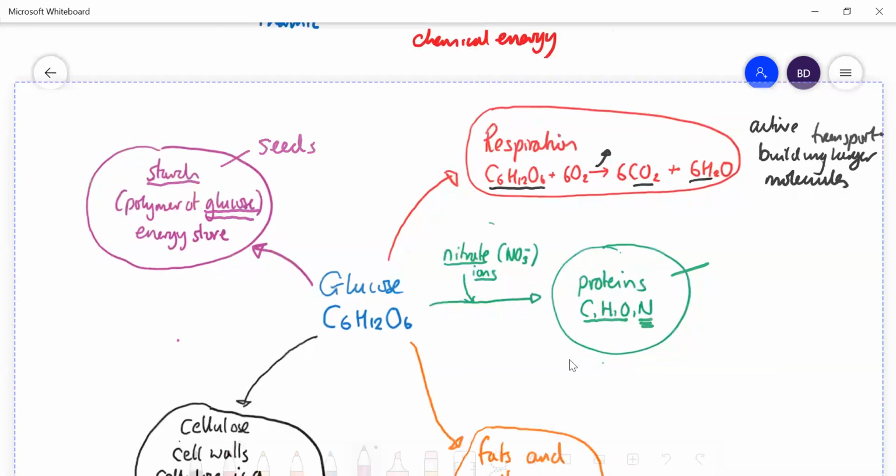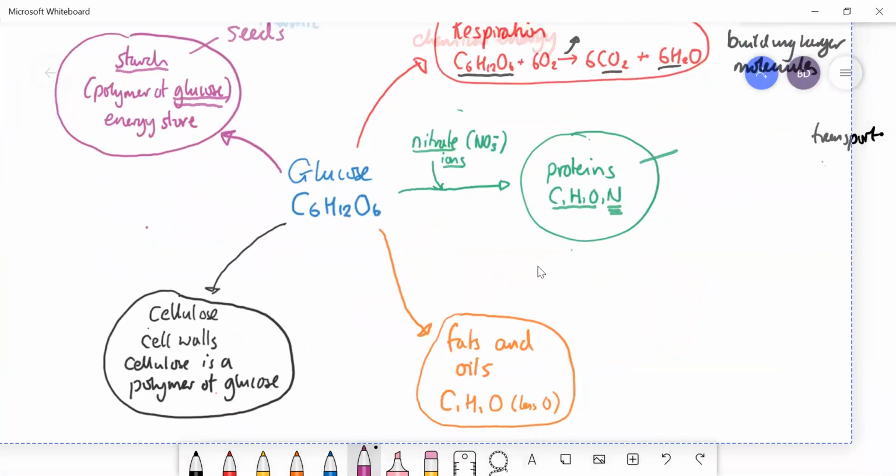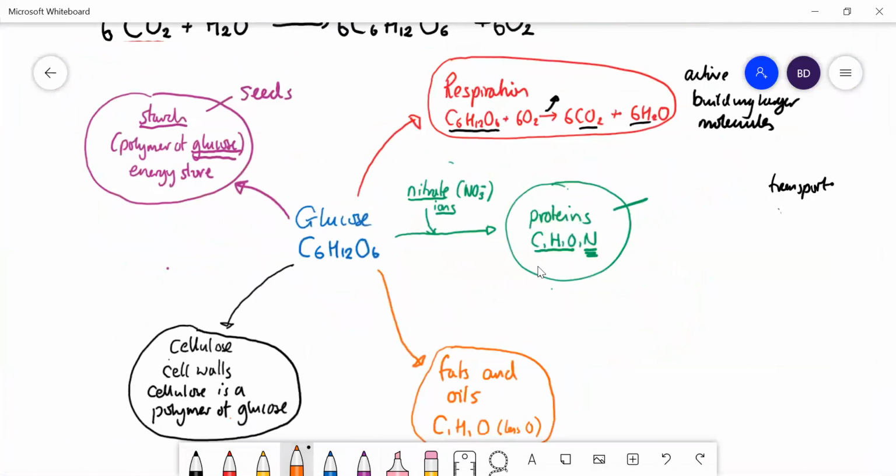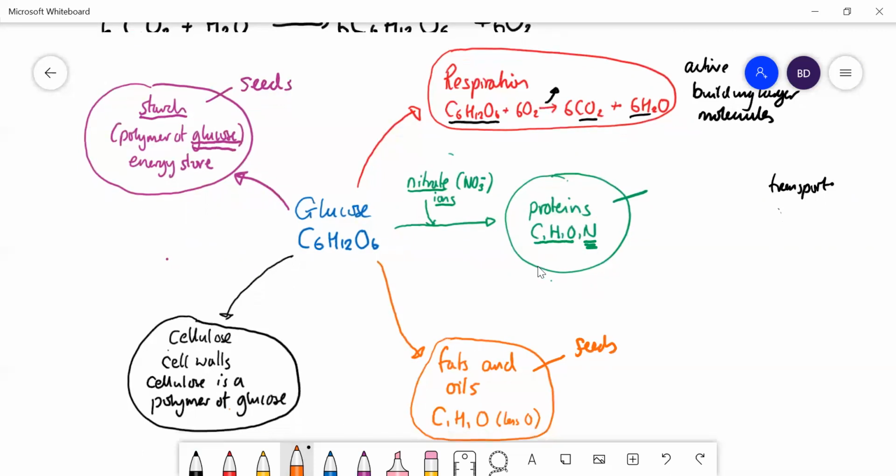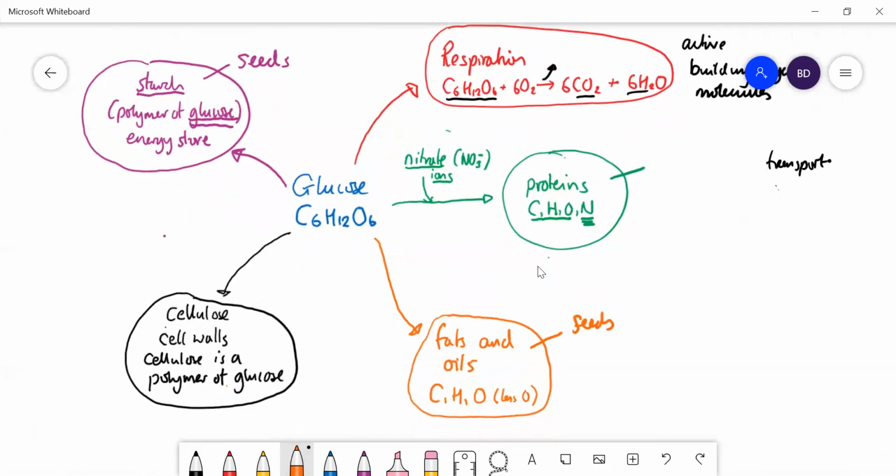Right, let's go down here to fats and oils. A lot of plants will store fats and oils, particularly in the seeds. Fats and oils contain similar elements to carbohydrates: carbon, hydrogen, and oxygen, but the amount of oxygen is very much reduced. And that means they're a much more potent source of chemical energy. There's more energy stored per gram in fat than there is in glucose or carbohydrates.